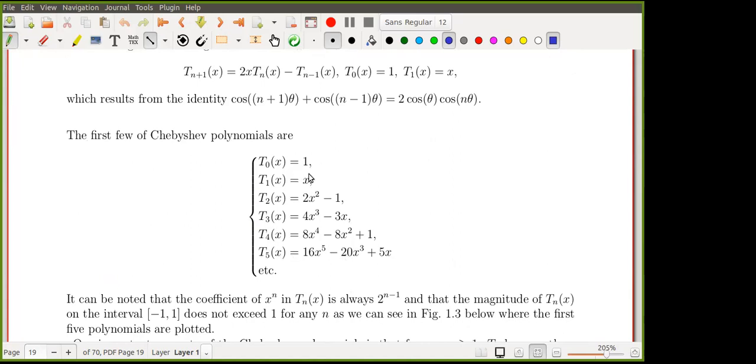Now, if you look at the expression, you can see that for any n, there is a corresponding degree of the polynomial. If we take n equal to 5, this is a 5th degree polynomial; n equal to 4, 4th degree polynomial; n equal to 3, 3rd degree, and so forth. So for any n, Tn is a polynomial of degree n. And the leading coefficient, as you can see here, is 2 to the n minus 1.